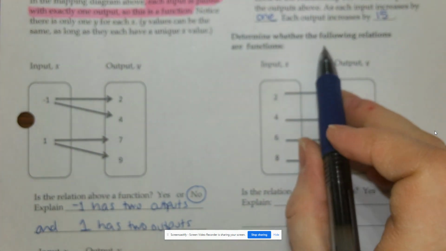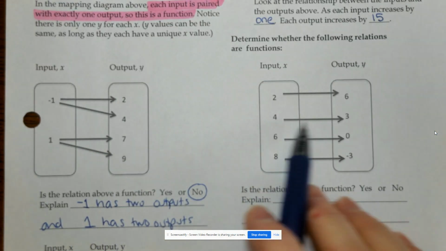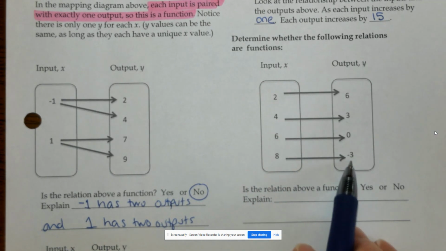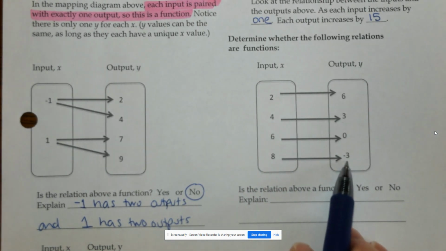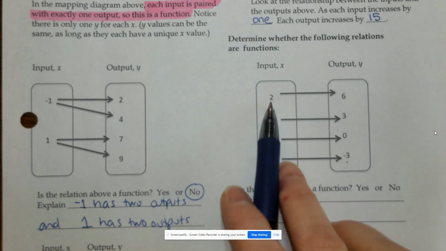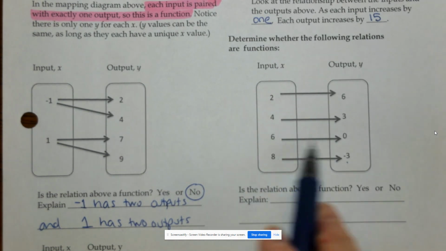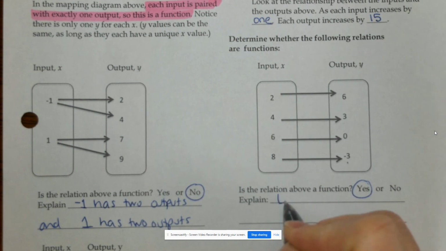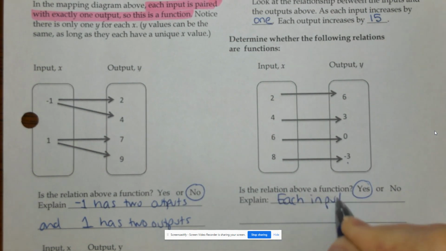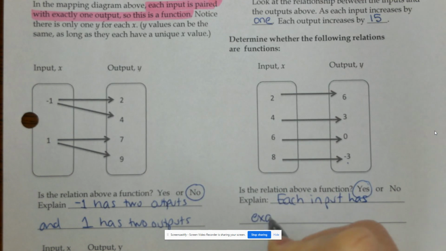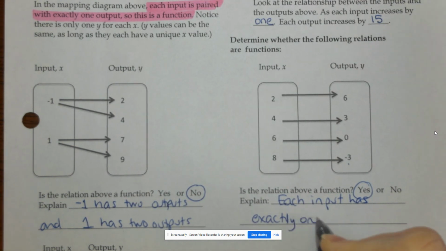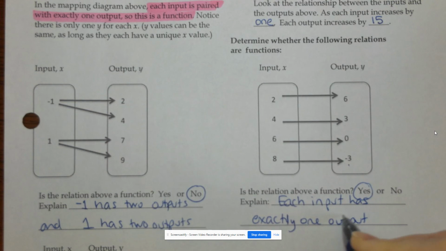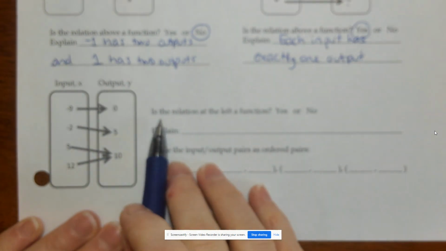Determine whether the following relations are functions. 2 gives me 6, 4 gives me 3, 6 gives me 0, 8 gives me -3. Now I'm not asking you for a rule, I'm just asking whether or not it's a function. So does each input have one output, one output, one output, one output? We would say yes. Each input has exactly one output. It is very predictable. It functions well. Is the relationship at the left a function? Yes or no?